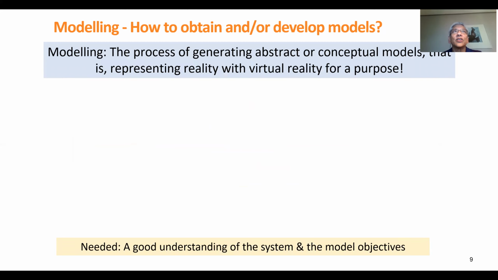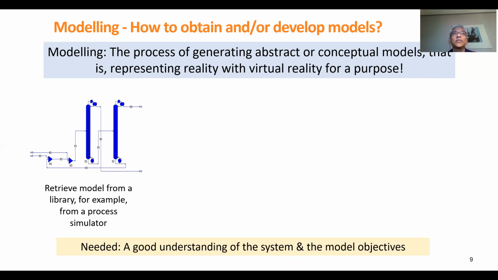So then let's look at, we have defined what is a model. Now, what is modeling and how do we obtain and develop models? Modeling, in my view, is the process of generating abstract or conceptual models. It is representing reality with virtual reality for a process. What we need in order to develop a model, or in modeling, is a good understanding of the system and very clearly defined model objectives.